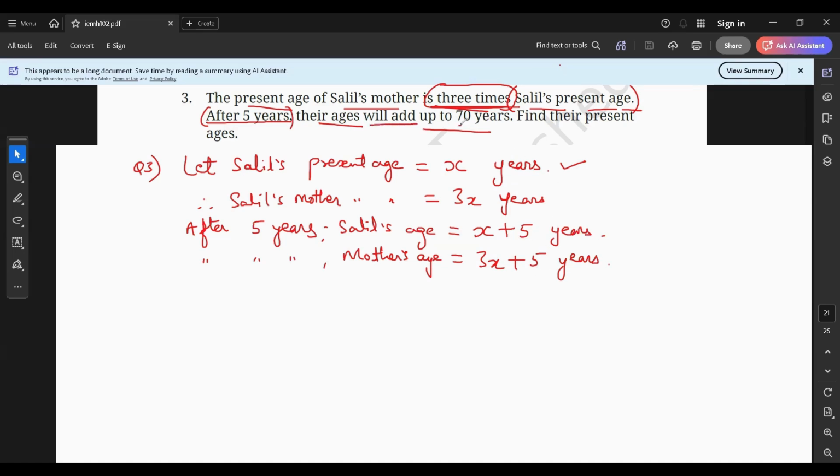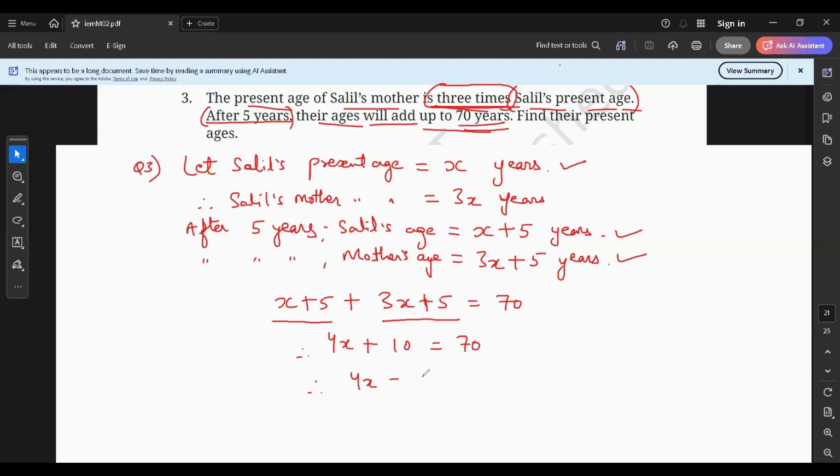Now this will add up to 70. Add means if I add these two, Salil's age after 5 years plus mother's age after 5 years, the total is 70. Now x plus 3x is 4x, 5 plus 5 is 10, equal to 70. Therefore, 4x is equal to 70. Plus 10 will go to that side, minus 10.